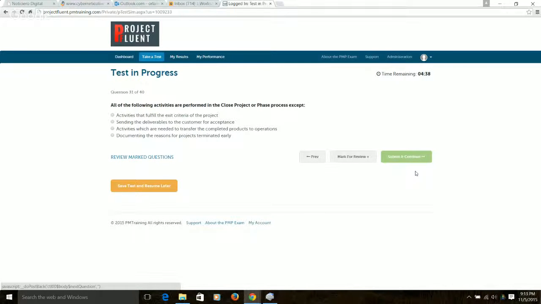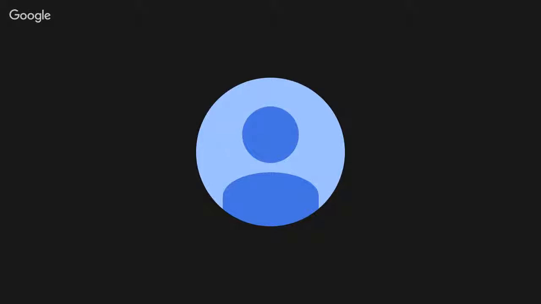All of the following activities are performed in the close project or phase process, except: activities that fulfill the exit criteria of the project, sending the deliverables to the customer for acceptance, activities which are needed to transfer the completed products to operations, documenting the reasons for projects terminated early. B. Oh, B, okay.